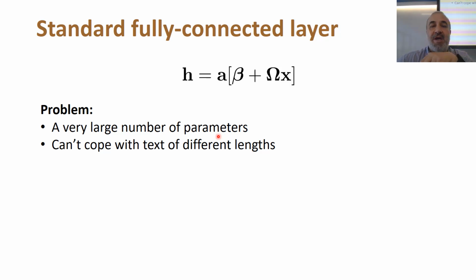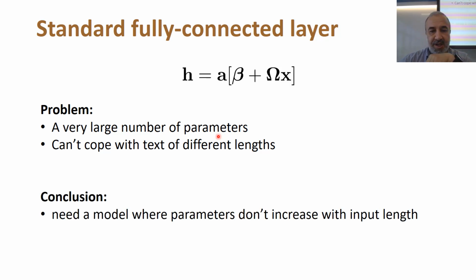Even if we cope with that, we cannot cope with text of different lengths, right? Because as we increase the length of the text, we will have to increase the network, or increase the number of parameters. The number of parameters will explode even more, right? So these are really big problems, which means that we need a model where the number of parameters is not a function of the size of the input.